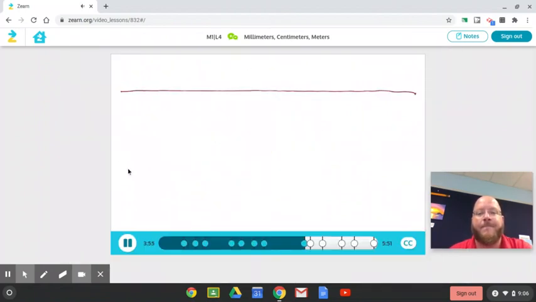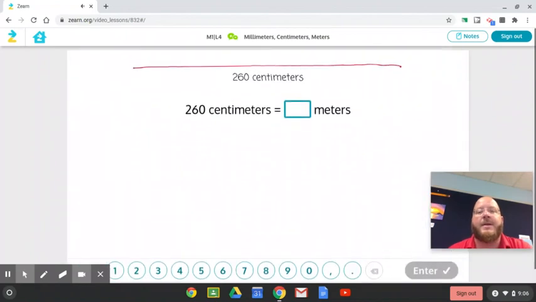This string measures 260 centimeters. 260 centimeters equals how many meters? Okay, so now a meter stick is going to be a smaller number because there's 100 centimeters in 1 meter stick. So that means if I had 100 here, that would be 1 meter stick, right? If I had 200 here, that'd be 2 meter sticks, but I have 260. So what I'm going to do here is I need to divide this number by 100, okay?